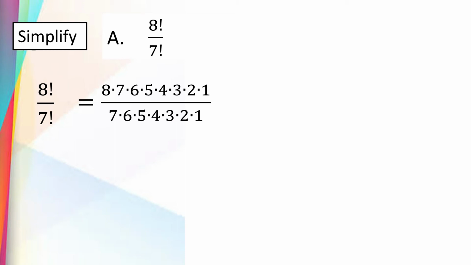Here, we do not need to multiply the numbers. Instead, we will cancel all common factors in the numerator and the denominator. We cancel 7, 6, 5, 4, 3, 2, and 1. The remaining number now is 8, and the correct answer is 8.